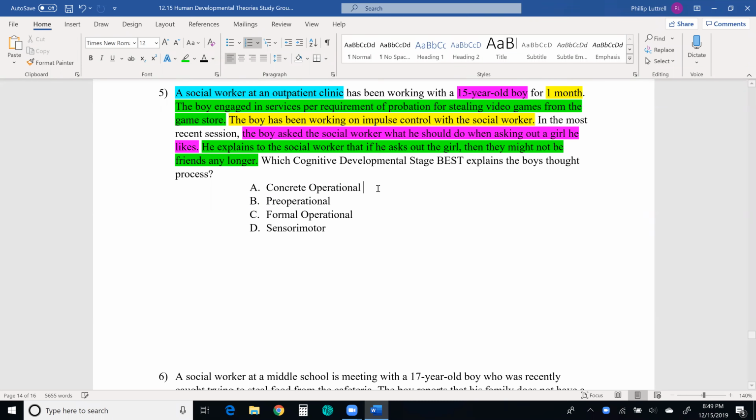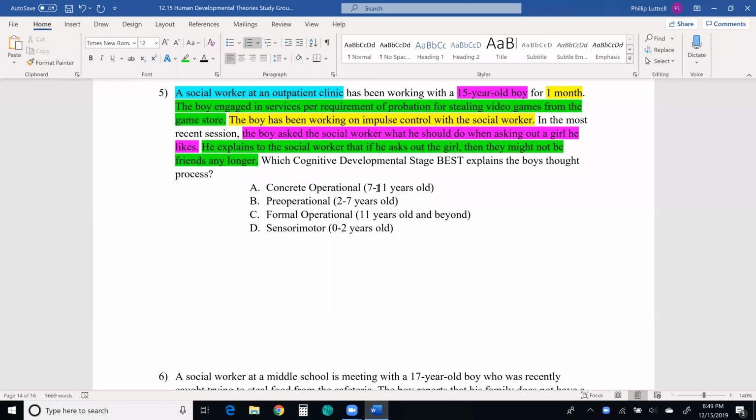So we'll break it down based on the ages and then utilize the stages to answer the question. Concrete operational, 7 to 11 years old. Pre-operational, 2 to 7 years old. Formal operational, 11 years old and beyond. And then sensory motor is 0 to 2 years old. So quick review, outpatient clinic, 15-year-old boy, 1 month, engaged in services per requirement for stealing video games.